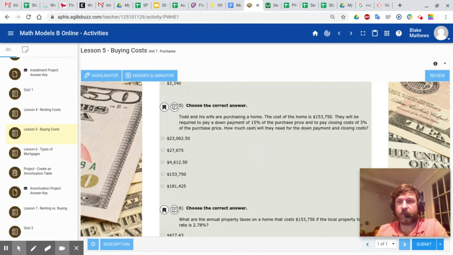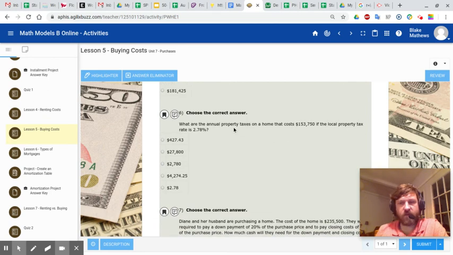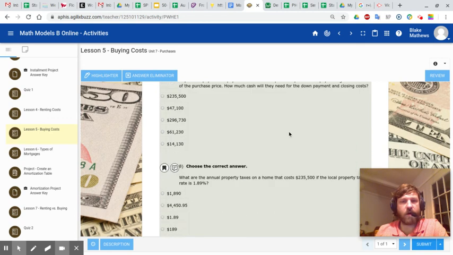More of the same. Percent, cost of the home. Multiply by percentages, add the answers. This is another property tax rate. Percent times your cost. All of these are the same.